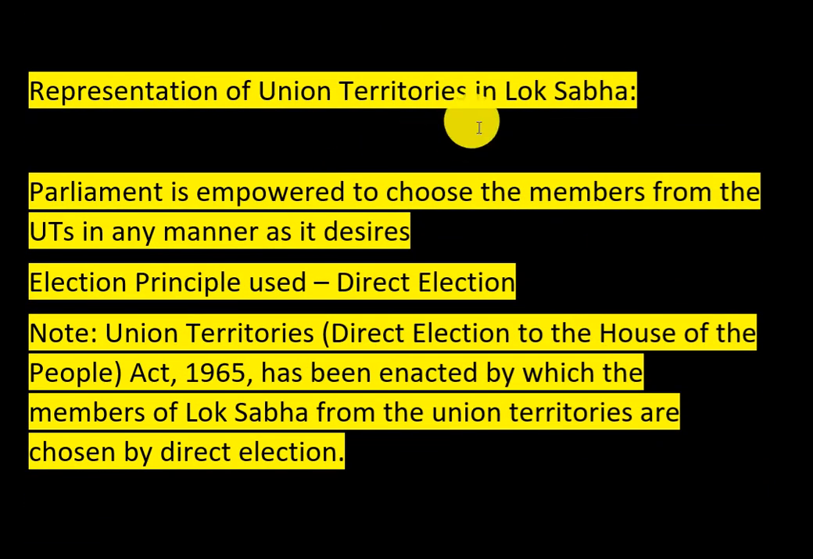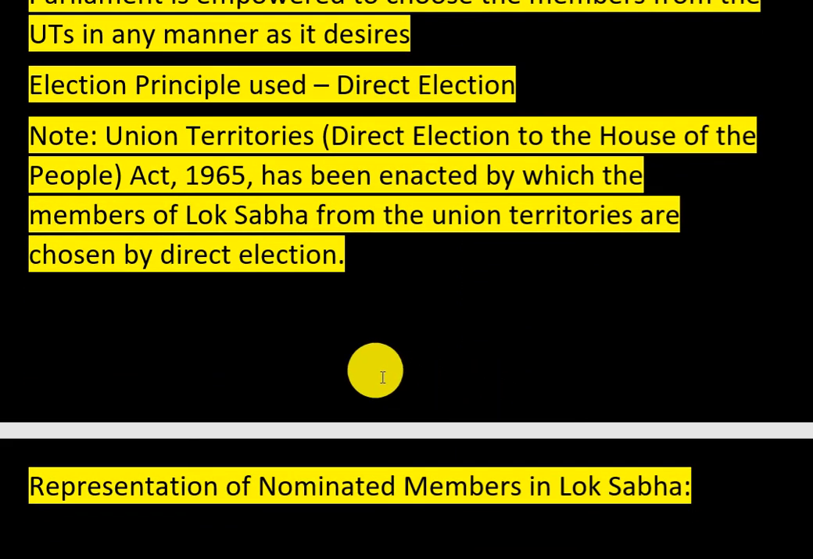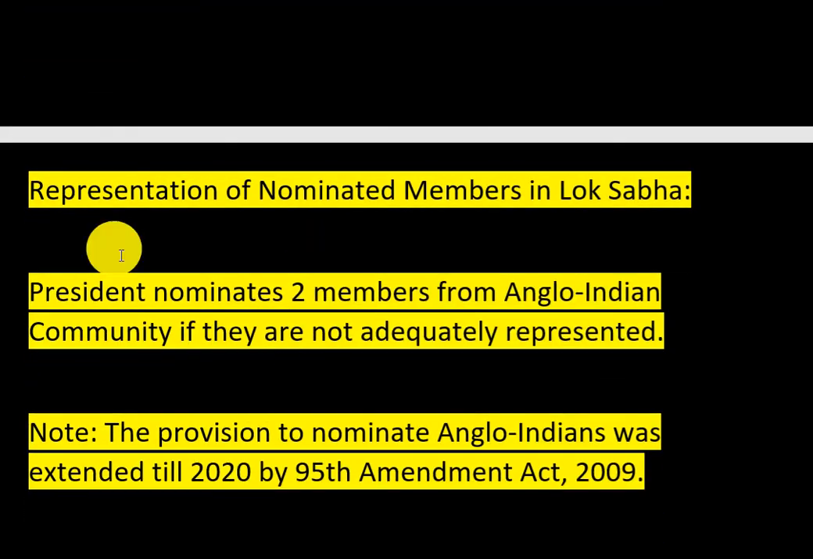Representation of union territories in Lok Sabha. Parliament is empowered to choose the members from the UTs, union territories, in any manner as it desires. Election principle used: direct elections. The Union Territories Direct Elections to the House of the People Act 1965 has been enacted, by which the members of Lok Sabha from the union territories are chosen by direct elections.